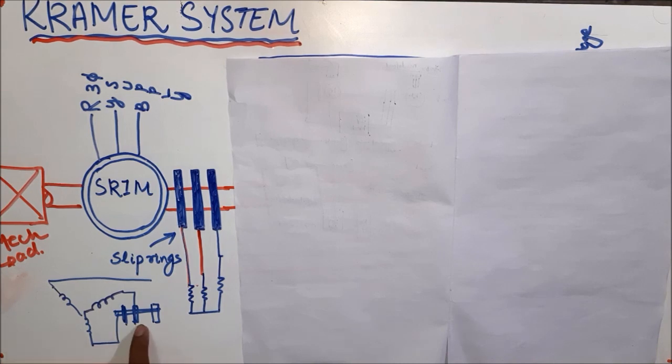These three rings are called slip rings, and when we want to control the speed of the slip ring induction motor, what we did, we actually connect three different resistances, and by varying the resistance value, we can vary the total resistance of the armature winding so that my speed can be changed.